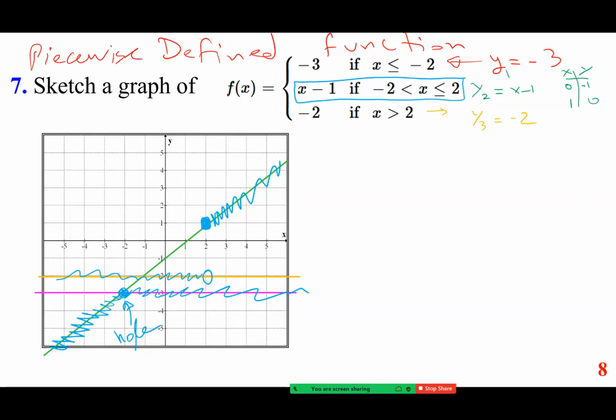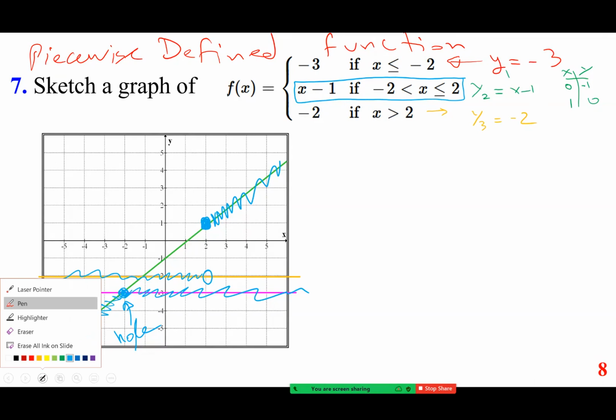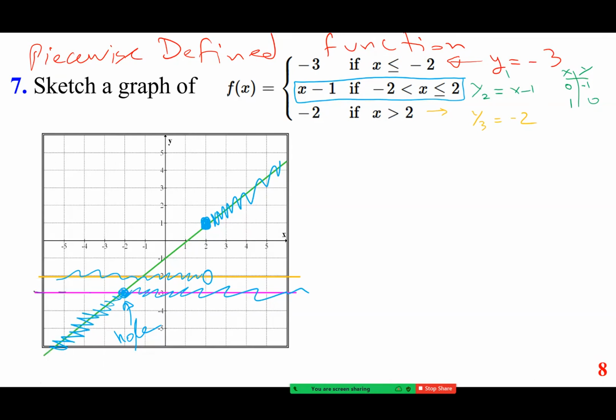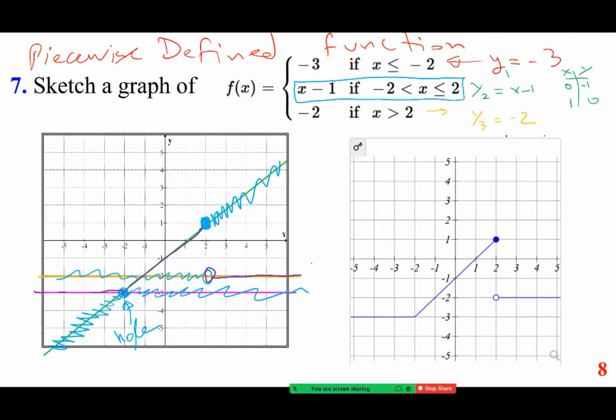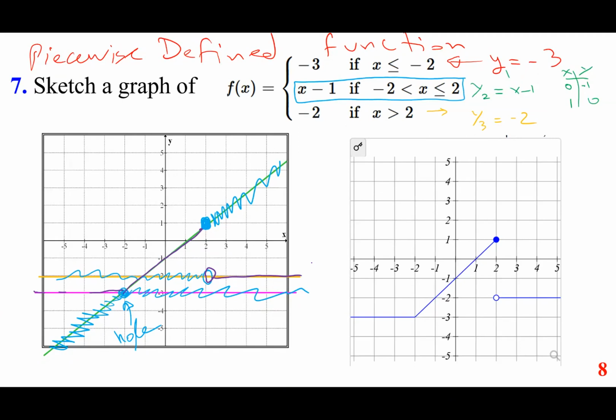So what you're looking at, let me use a different color. Maybe this one. This is good. This is good. This is good, which looks like this one. So this is a piecewise defined function. So again, one easy way: graph each piece and then keep the portion that you need.